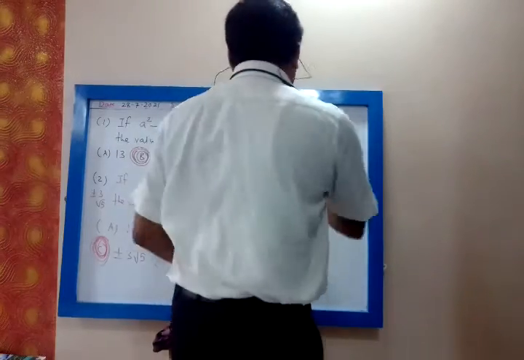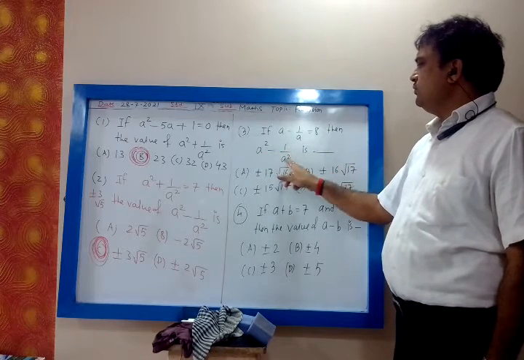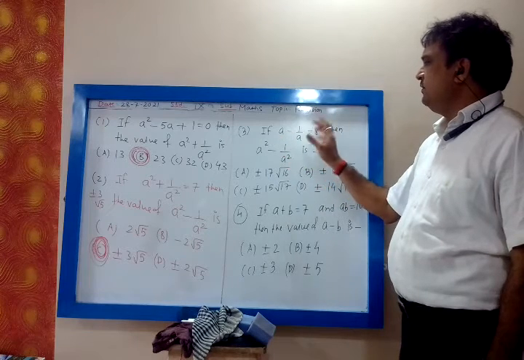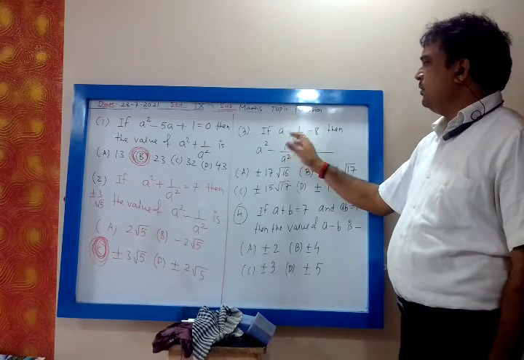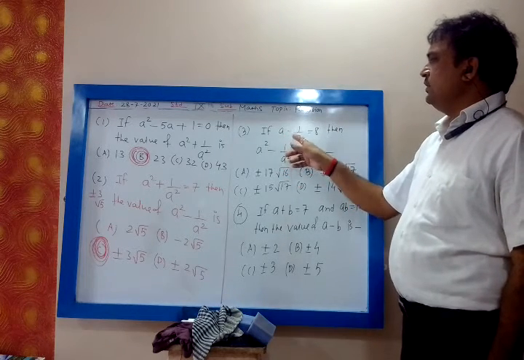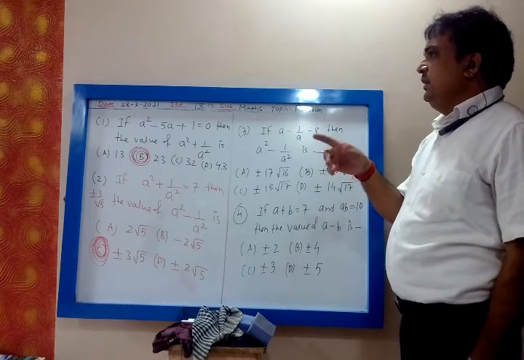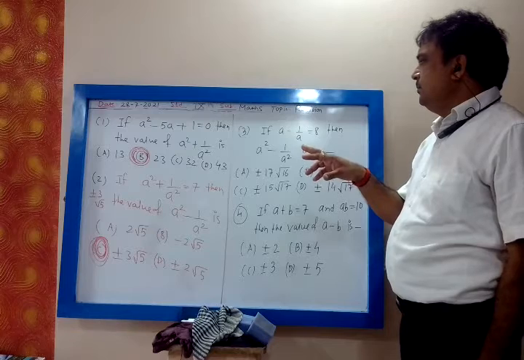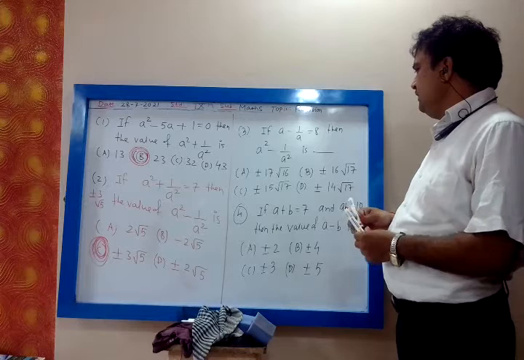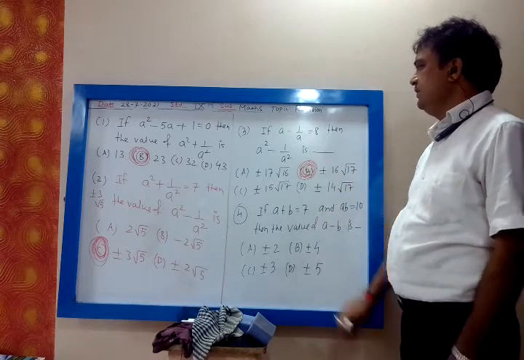Let us discuss this third part. A minus 1 upon a is 8. To find a square minus 1 upon a square, you have to use the formula a minus 1 upon a into a plus 1 upon a. A minus 1 upon a is given. Now from this a minus 1 upon a, you find a square plus 1 upon a square. Then once you find a square plus 1 upon a square, then you can find a plus 1 upon a whole square, which will be a square plus 1 upon a square plus 2. Okay, so what is the correct answer? The correct answer is plus minus 16 root 17. This is the correct answer.